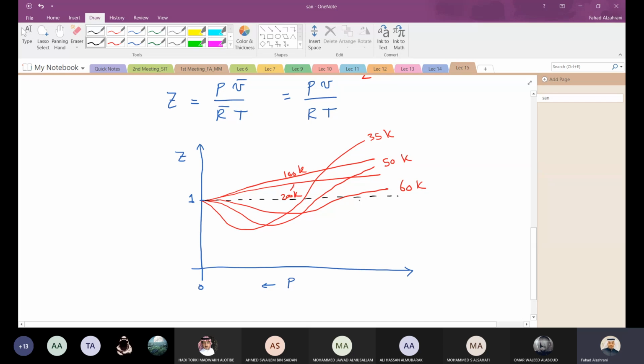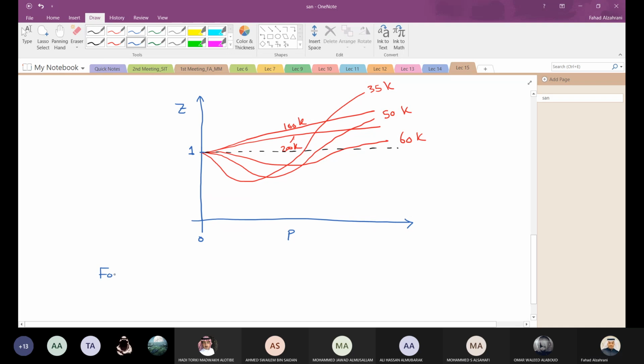So that means if we have an application where the pressure is getting smaller every time, or the pressure is small, and the Z is close to 1, all right. So let's actually write this down. For small p, Z tends to equal 1. Okay, for small p, Z is getting closer to 1.